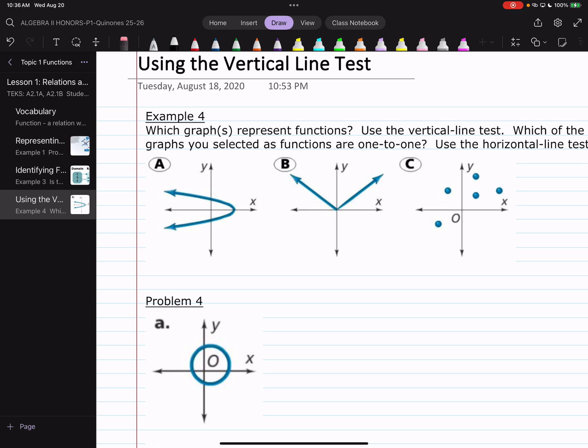Example A, is that even a function? No. I draw a line here and I get 2 intersections right here. This is not a function. And just like Genevieve said, if it's not a function, it can't be a one-to-one function. So we don't even bother. Okay? What about B? Is this a function? Yes, look. No matter how many vertical lines I draw, it's only going to touch and cross once. So we're good.